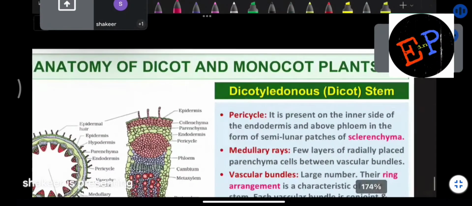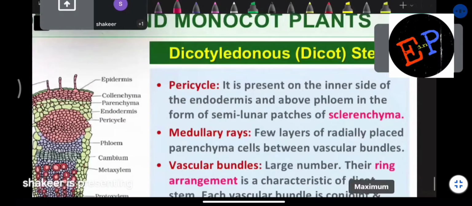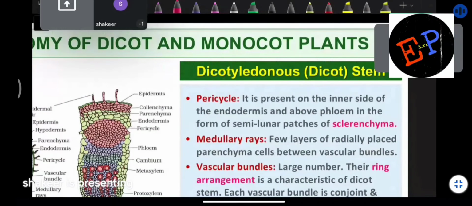Then we are discussing each of them again in detail. Pericycle. Already we have some idea about pericycle. It is present on the inner side of the endodermis and above the phloem in the form of semi-lunar patches of sclerenchyma. This is one important bit which can be asked. So what is the arrangement of this pericycle? Pericycle is present above the phloem. First you will find xylem, then you will find the phloem.